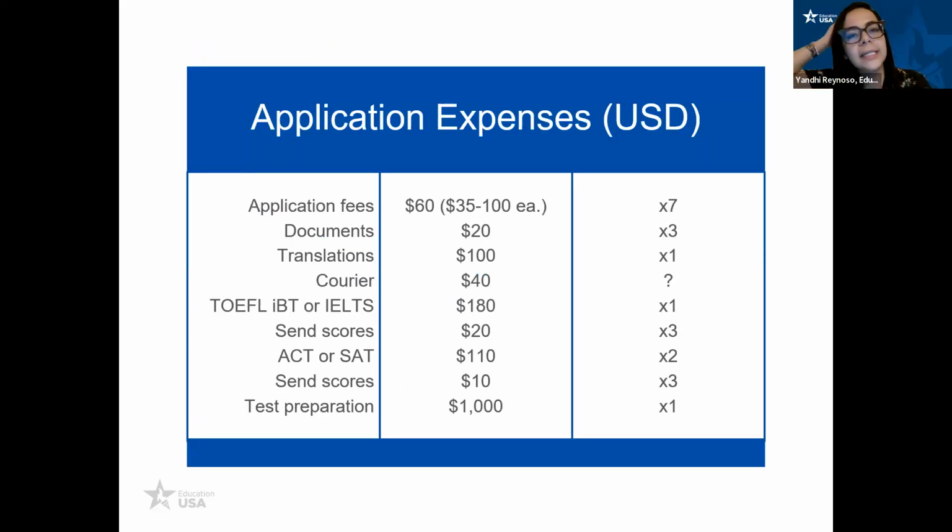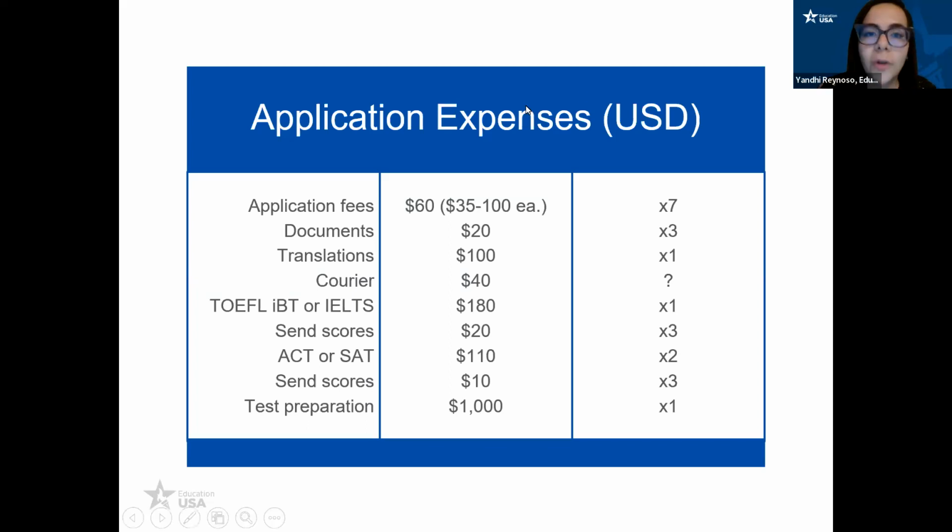Now, this is just an example that shows the application expenses. As I mentioned, submitting an application will require you to spend some money. So this is just an approximate chart. Of course, these amounts are in dollars, and we recommend you start taking this into consideration. Application fees, as I mentioned, are around $60, and if you follow our advice and submit an application to up to 7 universities, then you do the math.